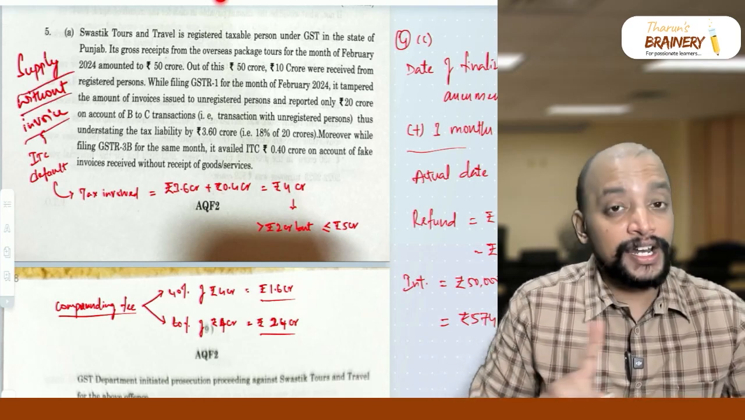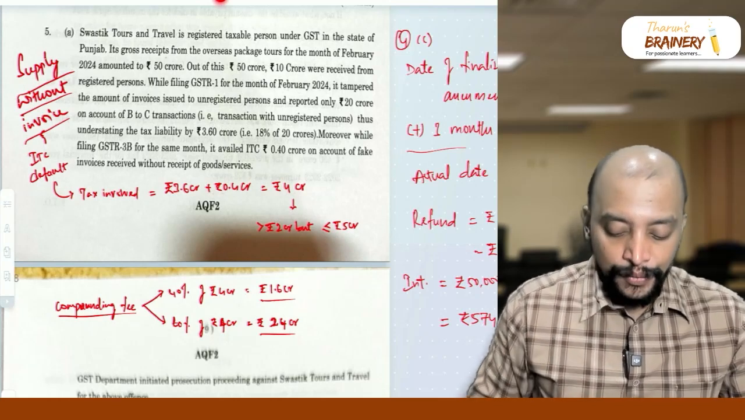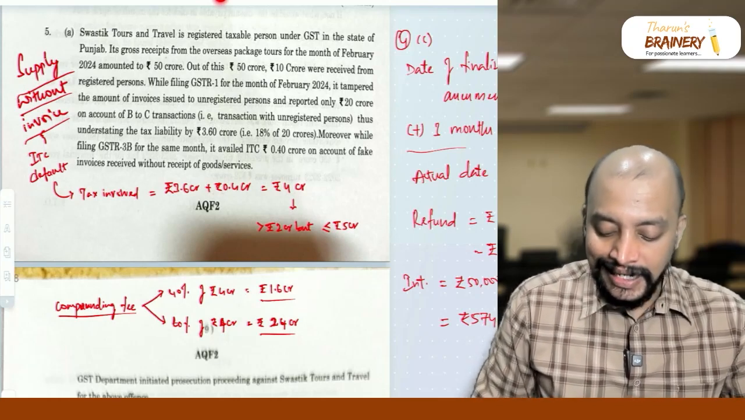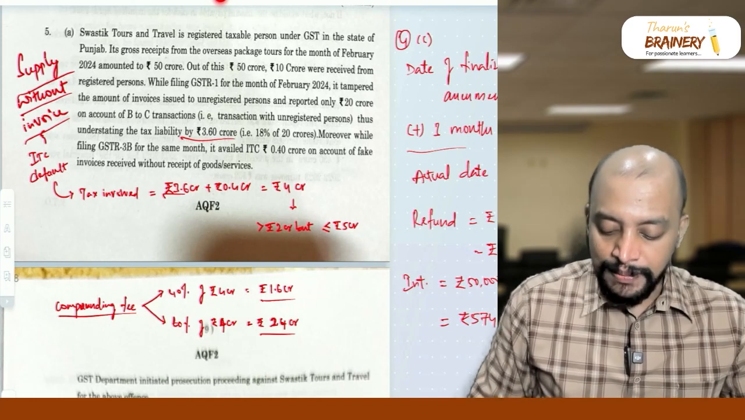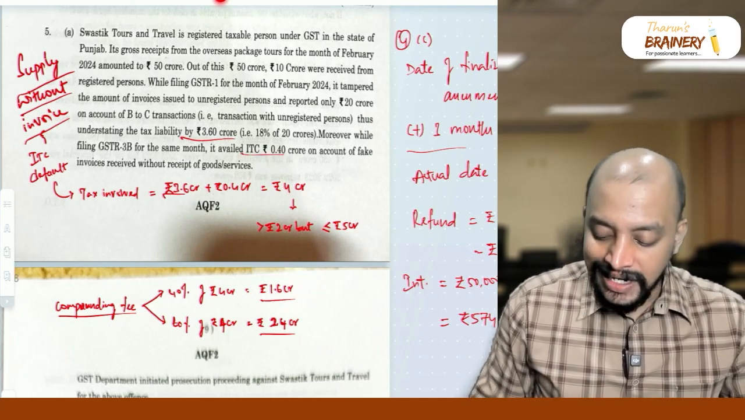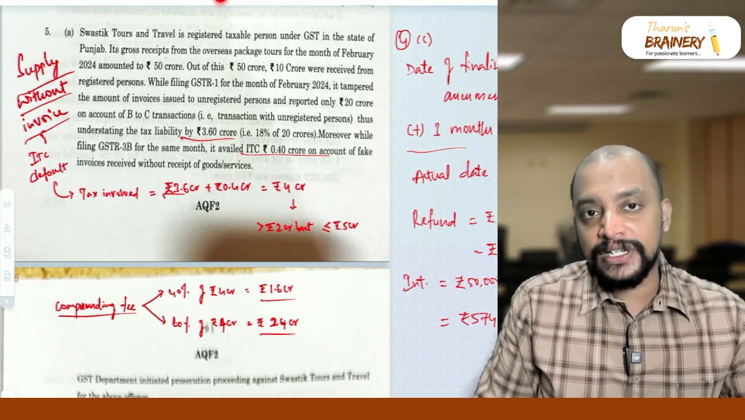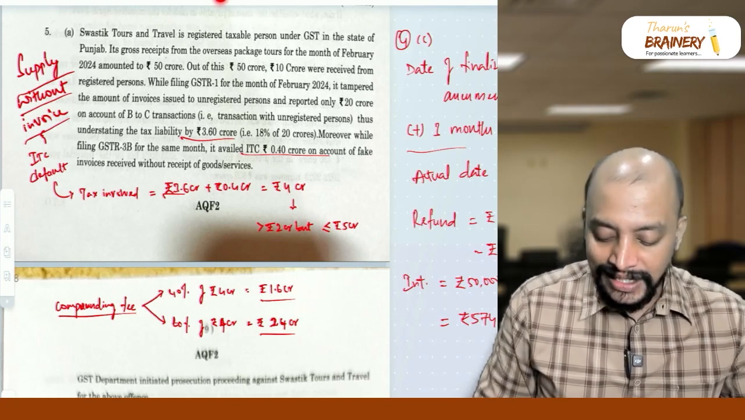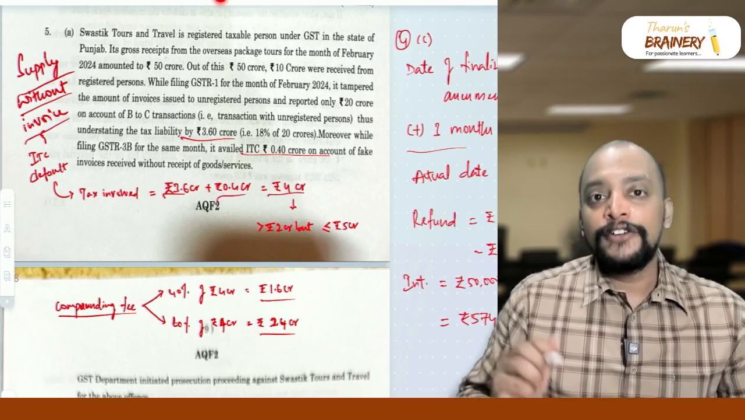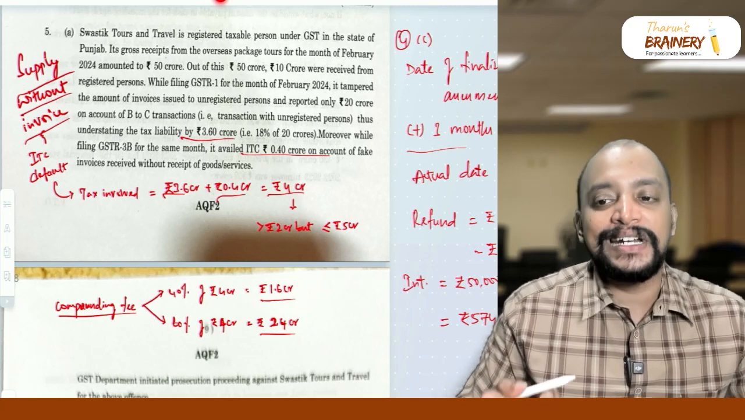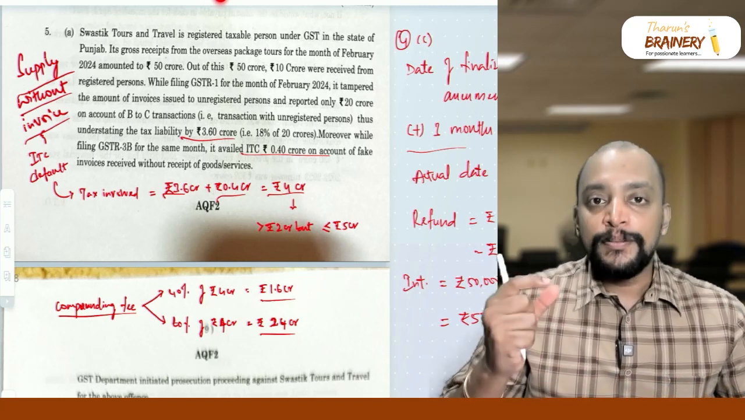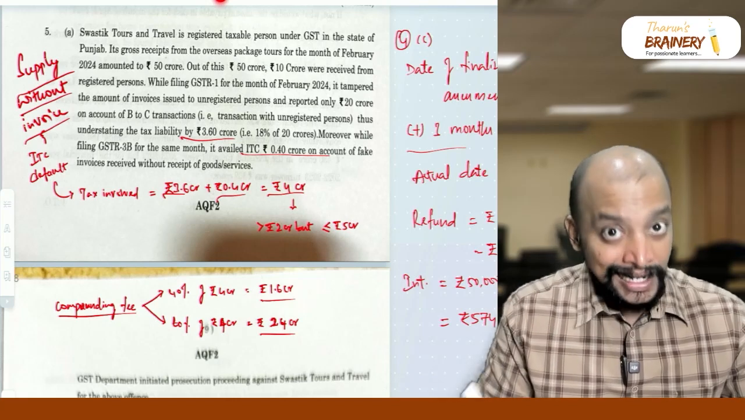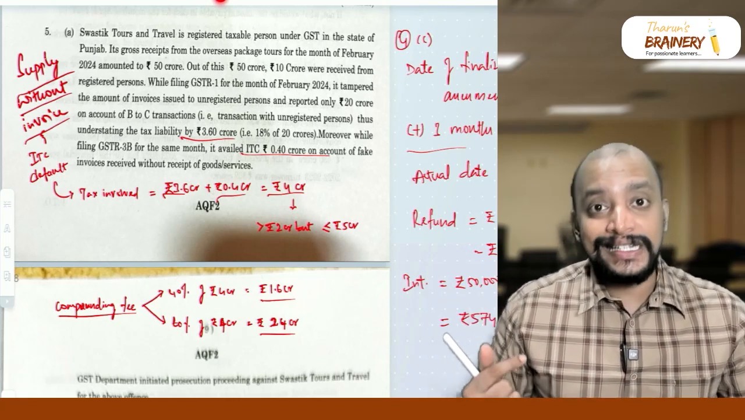Supply without invoice, not invoice without supply, and thus understating the tax liability by 3.6 crores. Moreover, while filing 3B for the same month, it availed ITC of 0.4 crore on account of fake invoices, so that is an ITC default. So what is the tax involved in this case? 4 crores. 4 crores means it exceeds 2 crores but does not exceed 5 crores. Then what will be taken as the compounding fee? The minimum compounding fee will be 40% and the maximum compounding fee will be 60%.